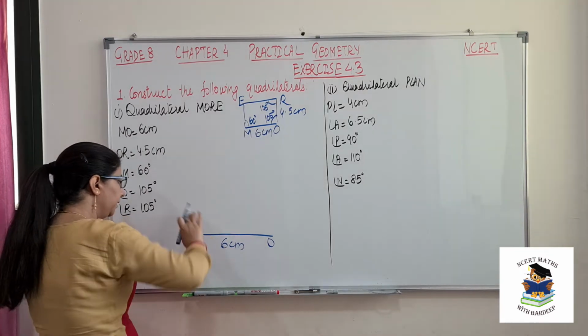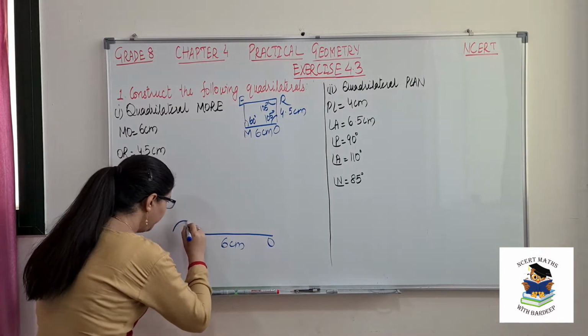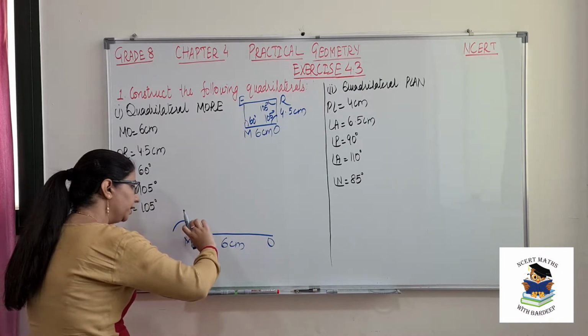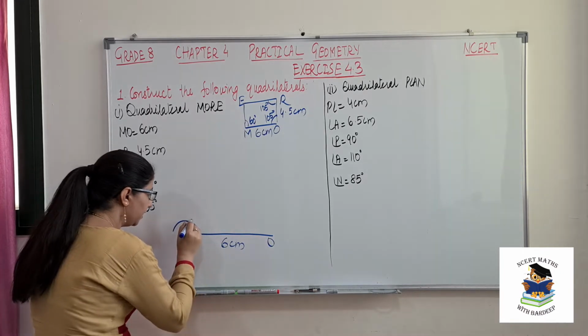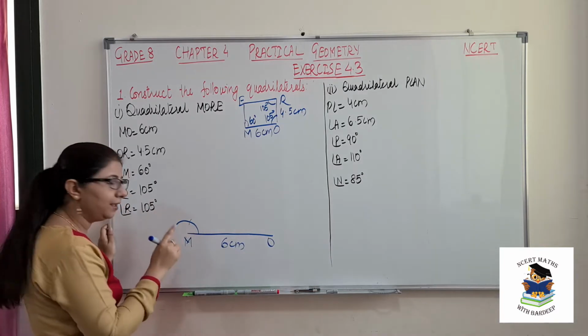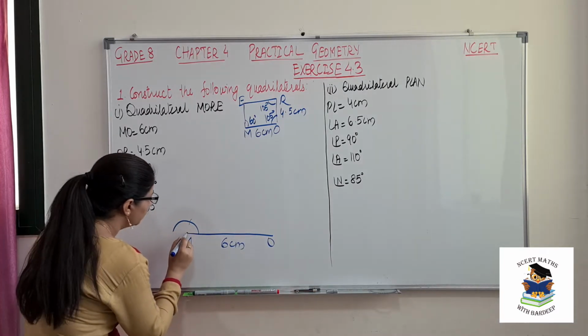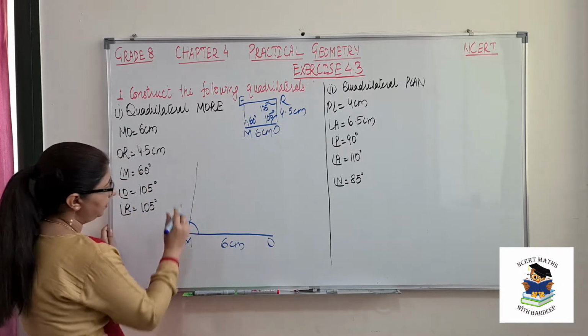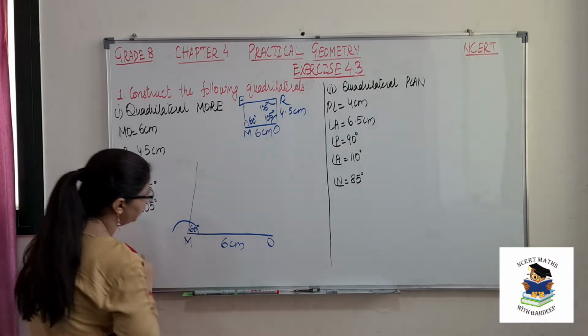Put your compass here, draw one arc of any radius. With the same radius, keep your compass here and cut the first arc. So this angle is 60 degree. We will extend it further like this, and this is 60 degrees, so we will mention it here.